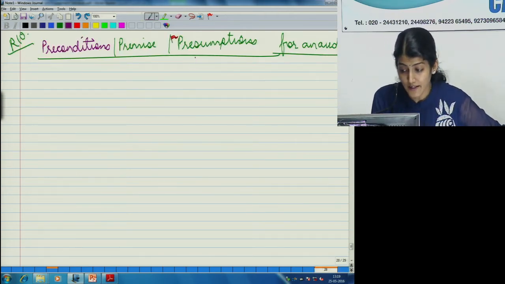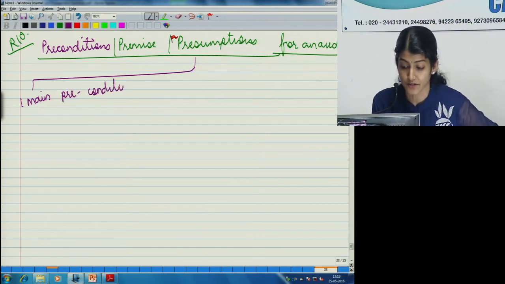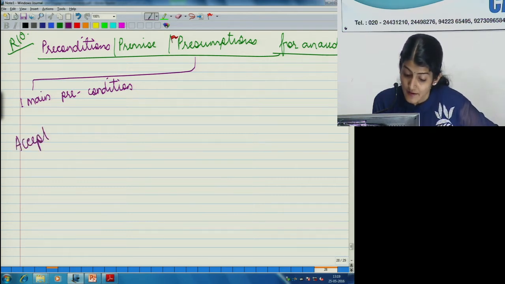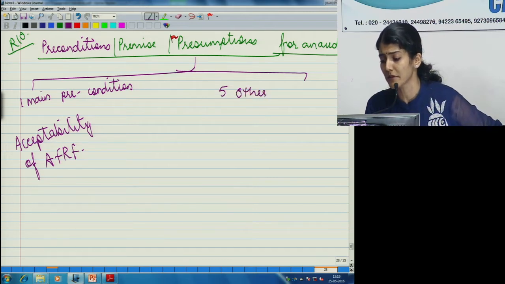Because in these preconditions, I have one giant, first main precondition. There is no differentiation as such, but this is the maha precondition, the giant precondition. What is the main precondition? The acceptability of AFRF. If the AFRF is acceptable, then we talk further; if that itself is not acceptable, then there is no point talking further.